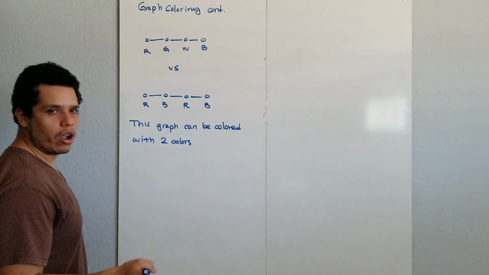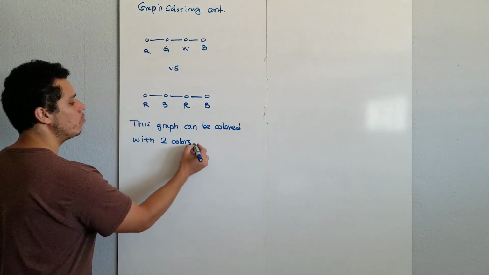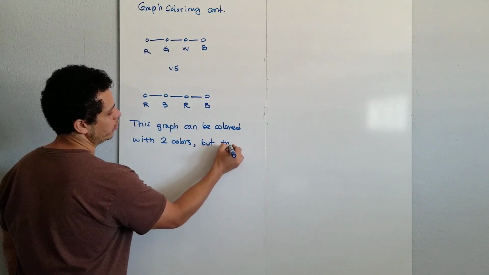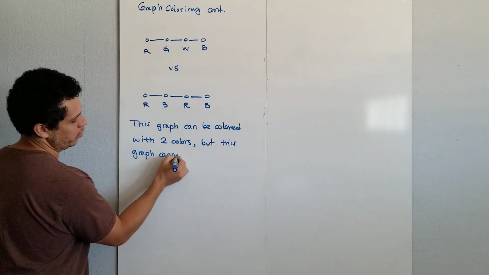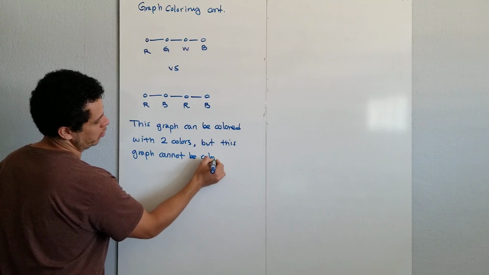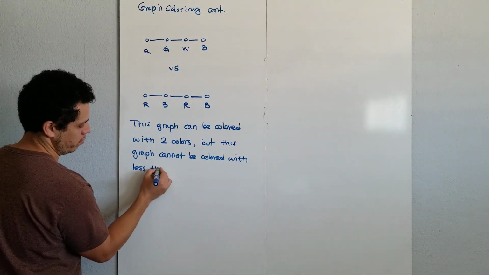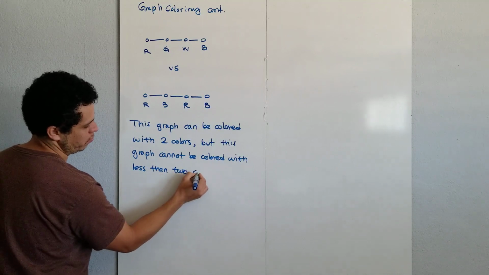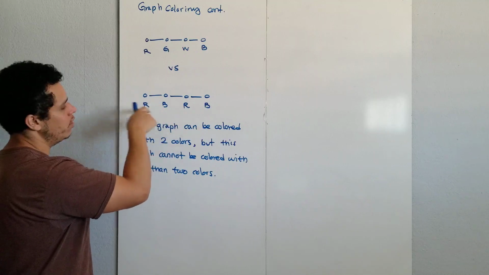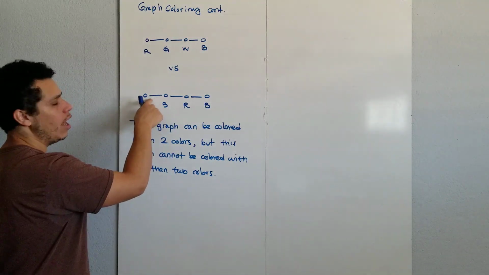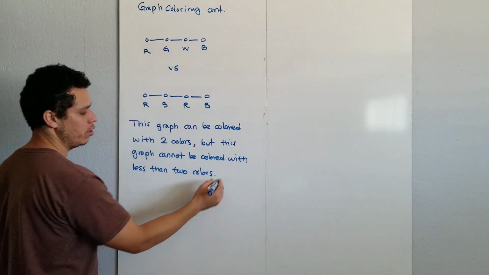The question is, can I color it with fewer than two colors? But for that, the answer is no. And why is that? Well, simply because once I have this graph, I notice that as long as I have one edge, I should have at least two colors.